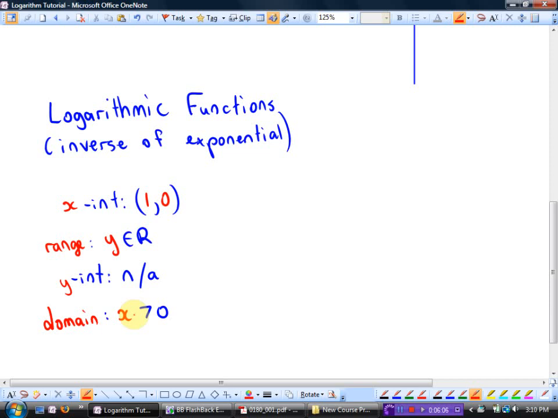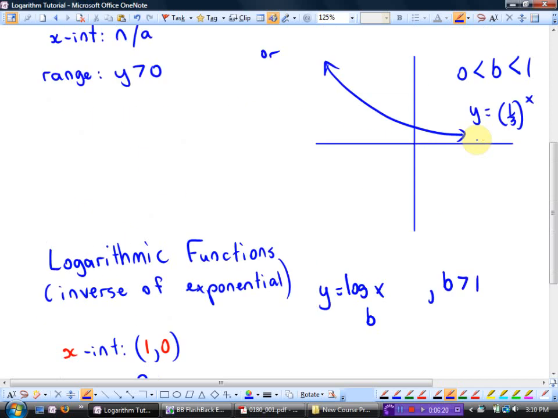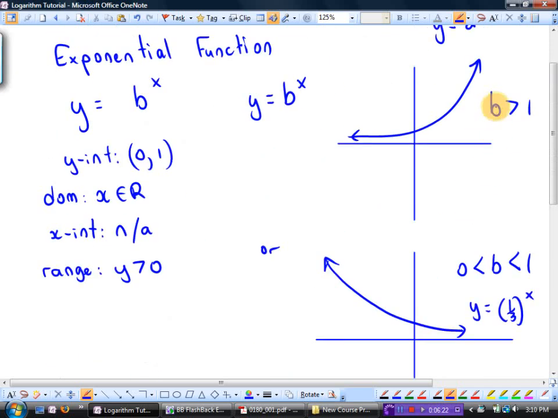The log graphs looked like this. So if we had y equals log base b of x, where b was bigger than 1. By the way, do you notice in both of these, b is bigger than 1, b is smaller than 1. Can b be equal to 1? No, because 1 does not follow our usual exponent rules.